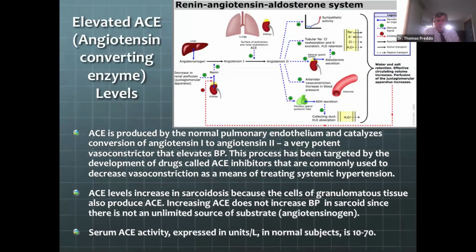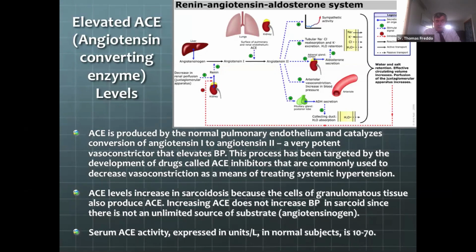So let's first look at ACE. You know that ACE is produced normally by the pulmonary endothelium and catalyzes the conversion of angiotensin I to angiotensin II, which is, of course, a very potent vasoconstrictor that will elevate BP. You also know that this process has been targeted by the development of drugs called ACE inhibitors that are commonly used to decrease vasoconstriction as a means of treating systemic hypertension.